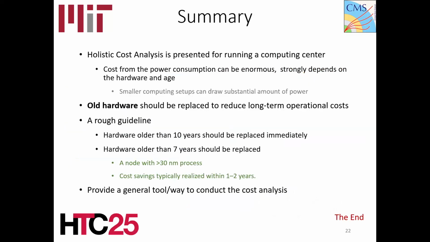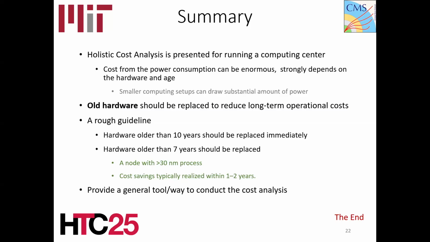So that brings me to the end. As a summary, I presented the holistic cost analysis of running a computing center. Among them, the cost of the power consumption can be enormous, and it highly depends on the hardware and its age. Even for smaller computing setups, it could draw a tremendous amount of power. So old hardware should be replaced in order to minimize the long-term operational expense.